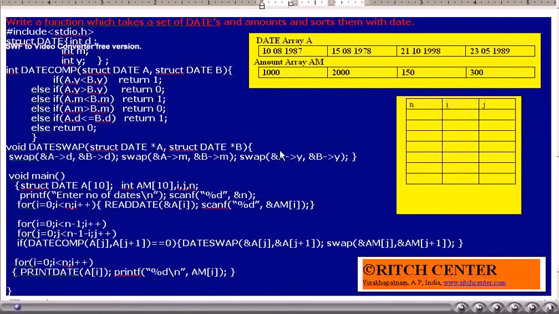The main program is written in such a way that it reads a set of dates and also amounts. Then, by employing the bubble sorting concept, the dates are sorted. In conjunction with the dates, amounts are also sorted, and finally the results are printed on the screen.